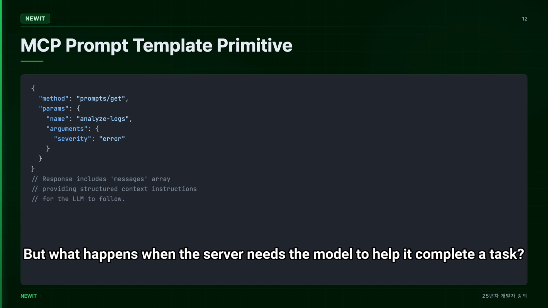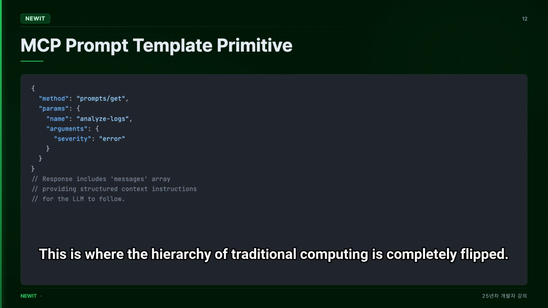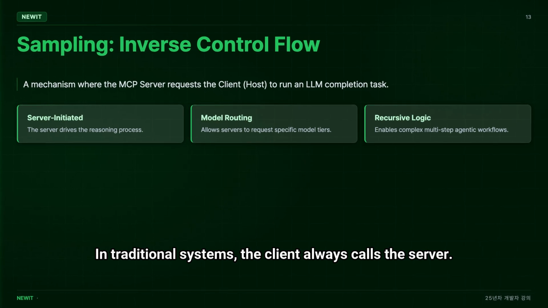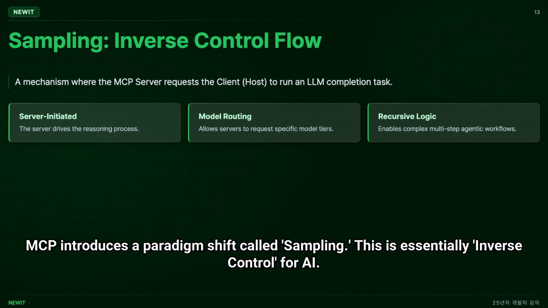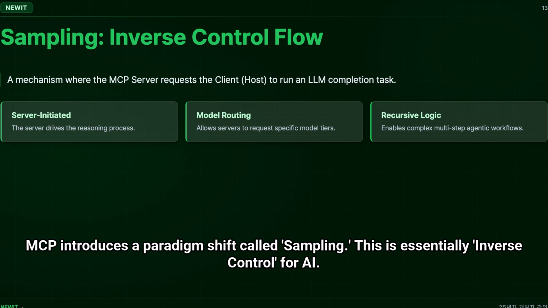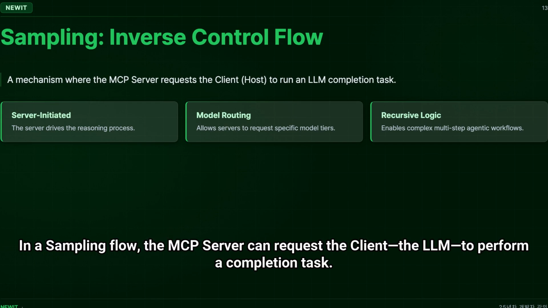What happens when the server needs the model to help it complete a task? This is where the hierarchy of traditional computing is completely flipped. In traditional systems, the client always calls the server. MCP introduces a paradigm shift called sampling. This is essentially inverse control for AI. In a sampling flow, the MCP server can request the client, the LLM, to perform a completion task.